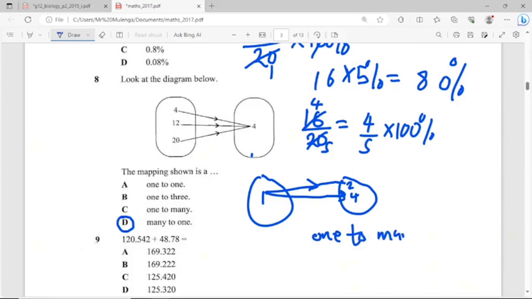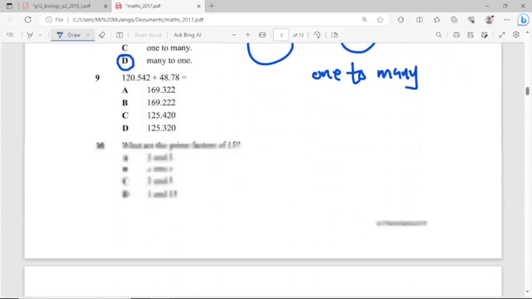Okay, this one will be 1 to many mapping. Now in this case we are looking at many to 1. So we move on. We come to the next part where we want to add. So what are we adding here? You can check. We are adding the decimal number.